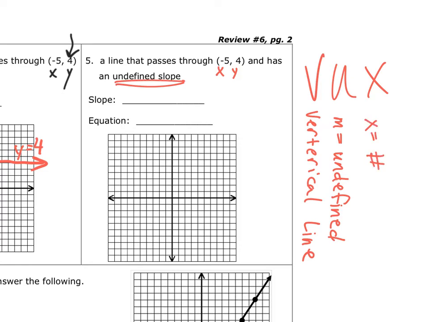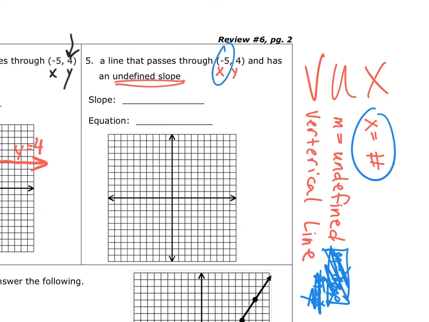Now, just to be real clear, on the slope, you can't say none. Undefined is undefined, not none. Because if you say none, that means m equals 0, which is a horizontal line. So that's not true. You have to say undefined. So I know it's an undefined slope. That means it's vertical. That means it's x equals a number. So I know the equation is x equals negative 5, and I know the slope is undefined.